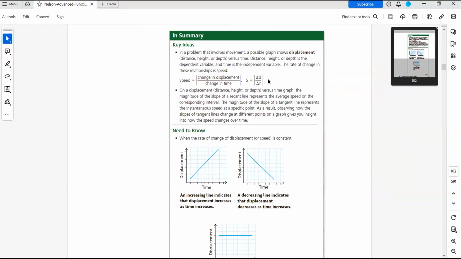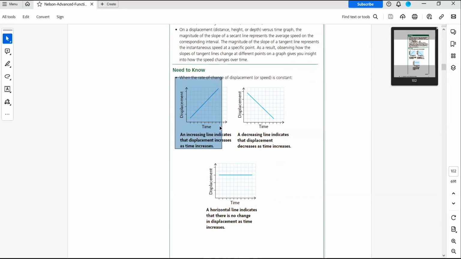And summary. In a problem that involves movement, a possible graph shows displacement, distance, height, or depth versus time. Distance, height, or depth is the dependent variable, and time is the independent variable. The rate of change in this relationship is speed, isn't it? Change in distance with respect to change in time. On such a graph, the magnitude of the slope of a secant line represents the average speed on the corresponding interval. The magnitude of the slope of a tangent line represents the instantaneous speed at a specific point. As a result, observing how the slopes of tangent lines change at different points on a graph gives you insight into how the speed changes over time.